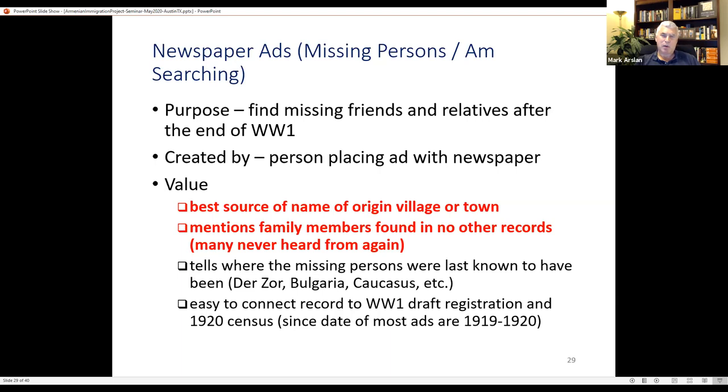But some of these family members they actually did find, and when I am able to find one of these family members in other records, I'll link the missing persons ad to those other records, so you can actually see when they did arrive.